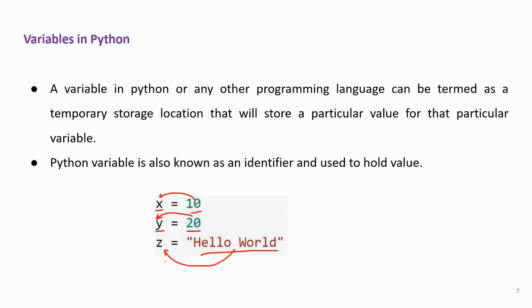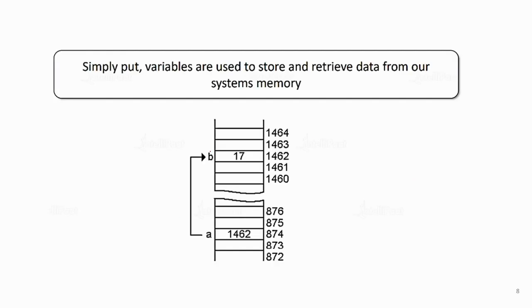Okay. Now, what is a variable? A variable is a temporary storage location where we store the value. It is also known as an identifier used to hold the value. We can think of the variable as a memory location.